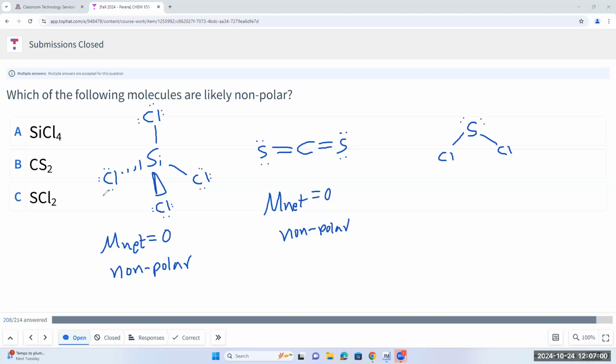And then between chlorine and sulfur, chlorine is more electronegative than sulfur. Chlorine is 3.0, sulfur is 2.5. Therefore, chlorine will have partial negative charges like this, and sulfur will be partially positive. The net dipole moment of that should look like this, going towards the 2 chlorine atoms. The head must be in between the 2 chlorine atoms. So mu net is not 0, meaning polar.